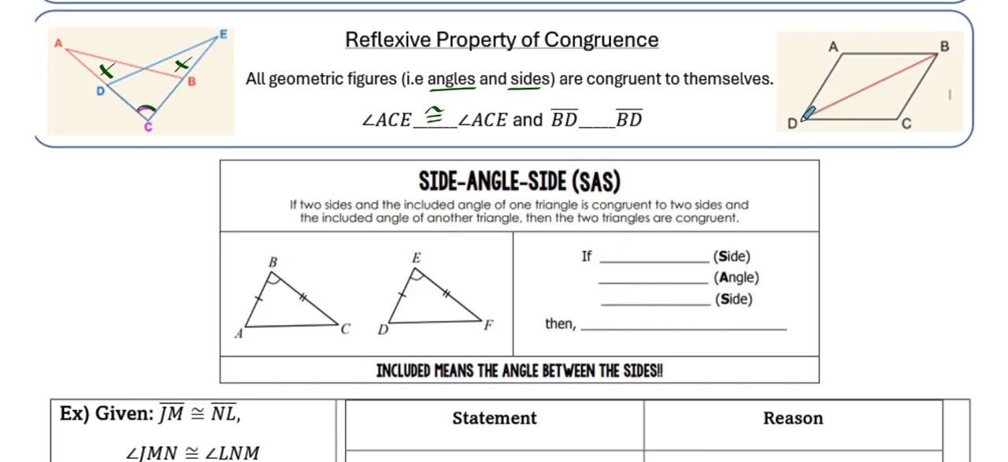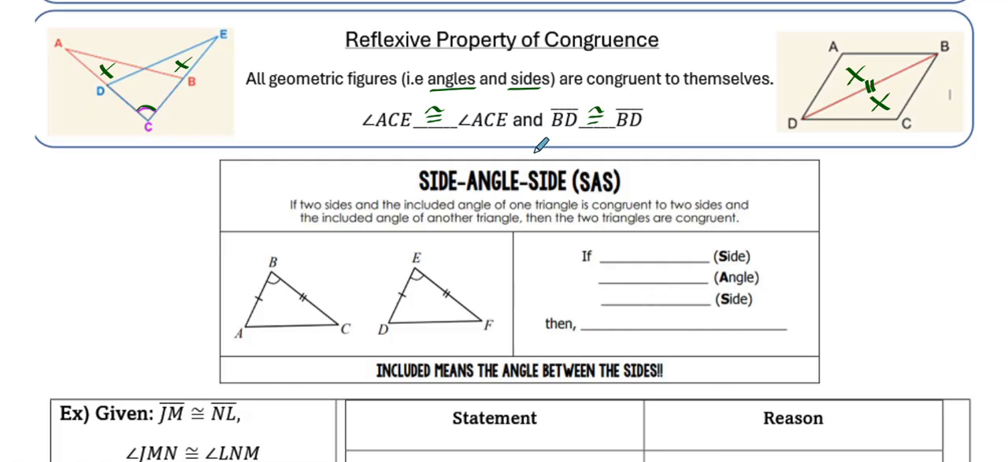Same thing with segment BD. It's a part of this triangle ABD, and BCD. It's a part of both of those triangles. So when we're trying to say that we have a congruent side that's in this triangle and in this triangle, we could use BD because it's directly in both triangles. It's congruent to itself. That is called the reflexive property.